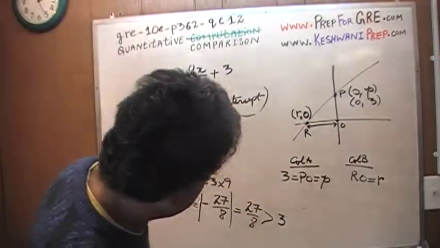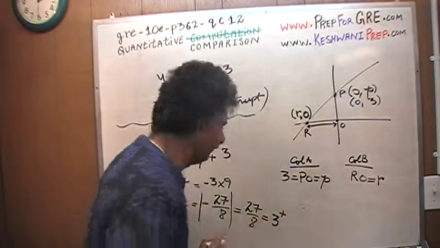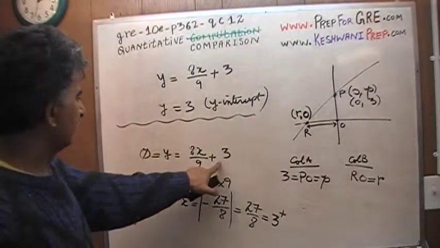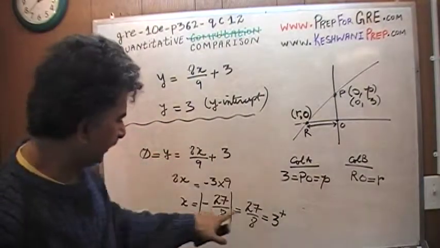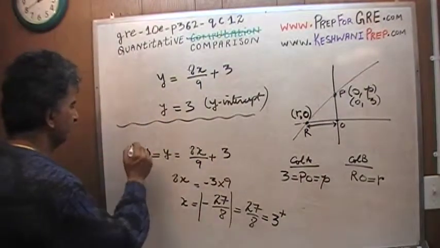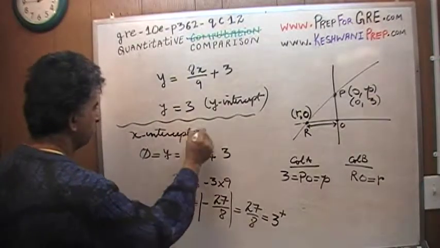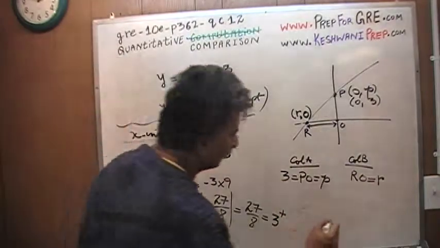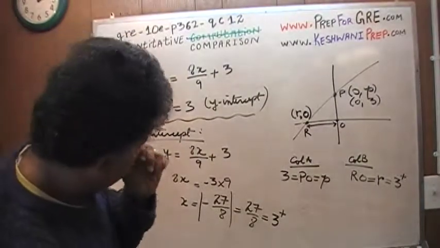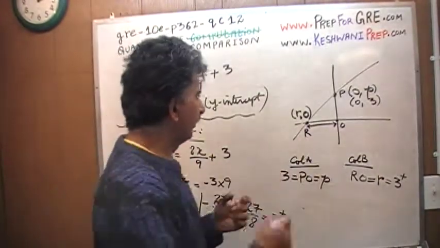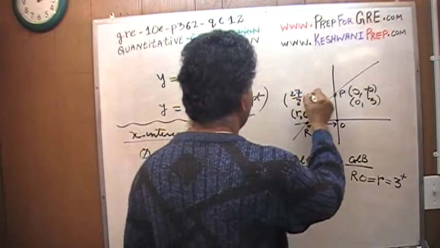This is how we write it. This is more than 3, or you can say that this quantity, whatever it is, is something more than 3. Something more than 3 is 3 plus. And this one was 3. Sorry, the y-intercept was 3 as we just figured out, and the x-intercept, as we just figured out, is more than 3. The x-intercept is 27 over 8 and 0.